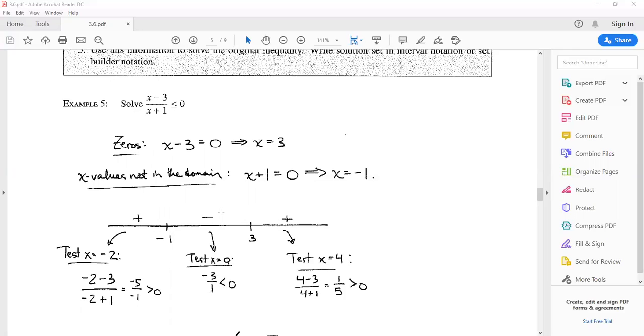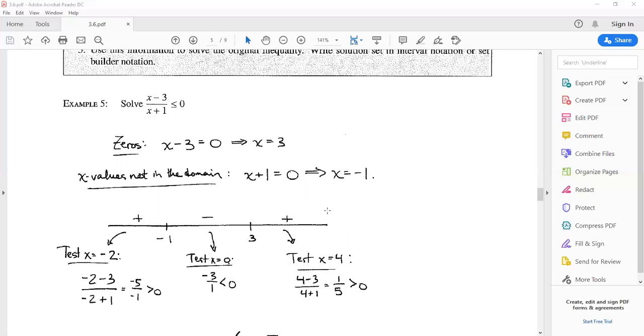Okay, and then last but not least, we'll have the x values that are bigger than 3. My favorite one is x equals 4. If we evaluate our rational function there, we have 4 minus 3 over 4 plus 1 equals 1/5, which is bigger than 0. So that is a positive value. So that rational function takes on only positive values in this interval.